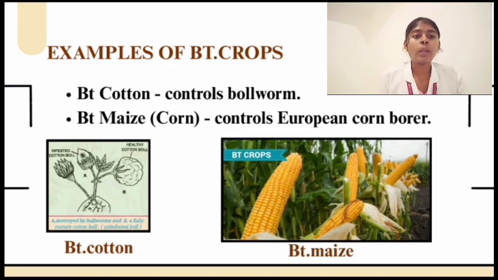The crop is genetically modified to protect against bollworms, especially Helicoverpa armigera, which is a major pest for cotton fields. Secondly, Bt corn, also known as Bt maize, is engineered to protect against the European corn borer, a pest that causes significant damage to corn plants.